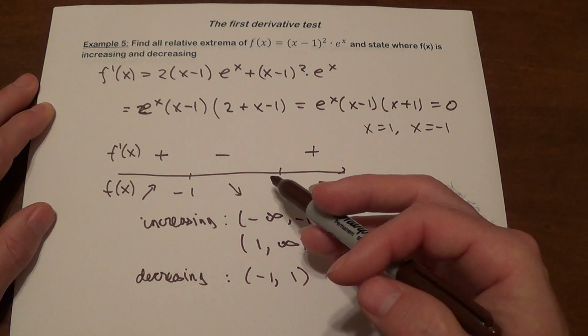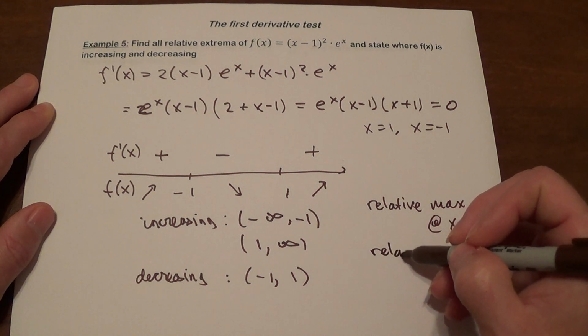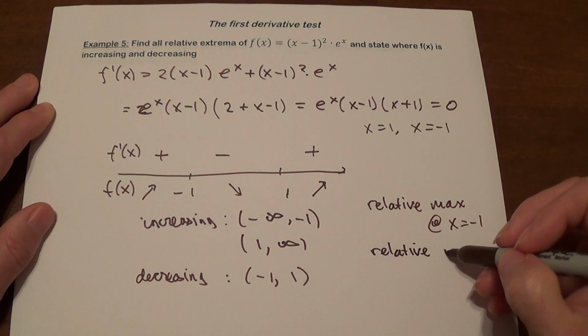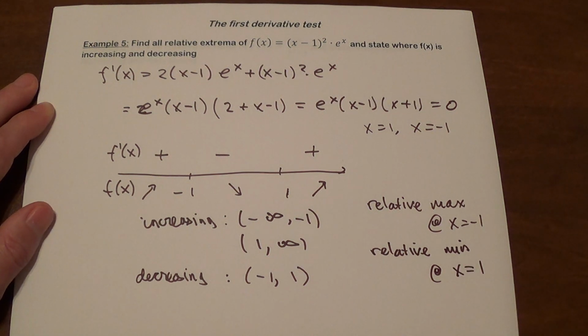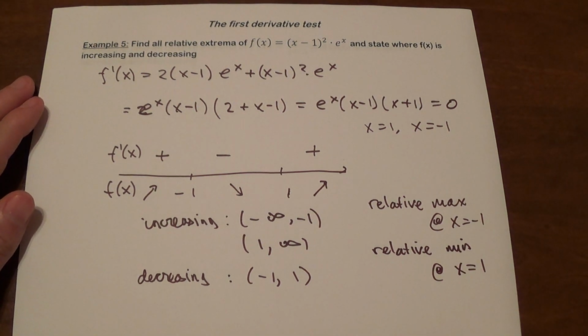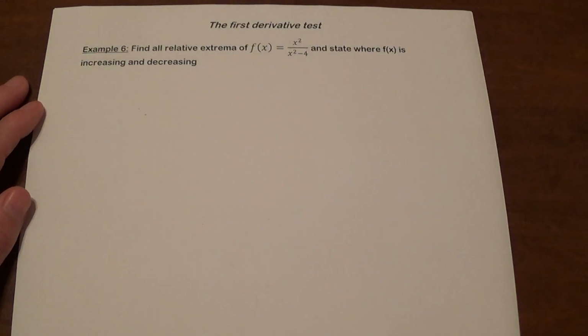And at 1, the first derivative changes from negative to positive. That's a relative minimum. Okay, and we're done with this problem. Okay, we have a couple more.